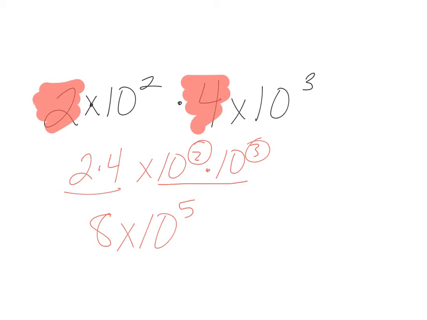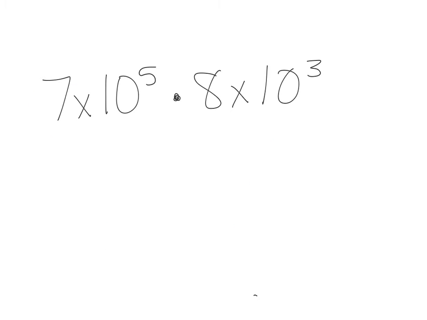And if I wanted to write that in standard form, I know that that is 8. And then I would add 1, 2, 3, 4, 5 zeros. So it would be this number, 800,000. I want you to go ahead and pause this video here, try this problem, and then we'll come back and check it together.